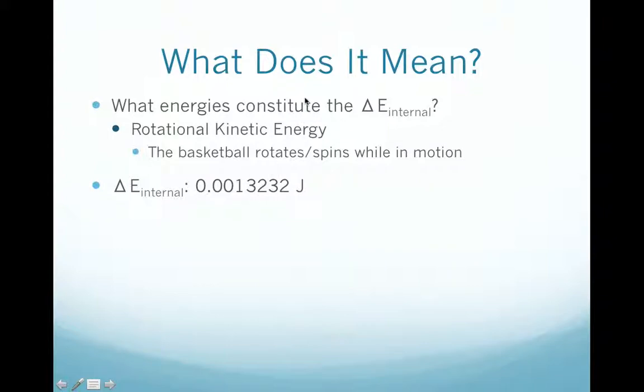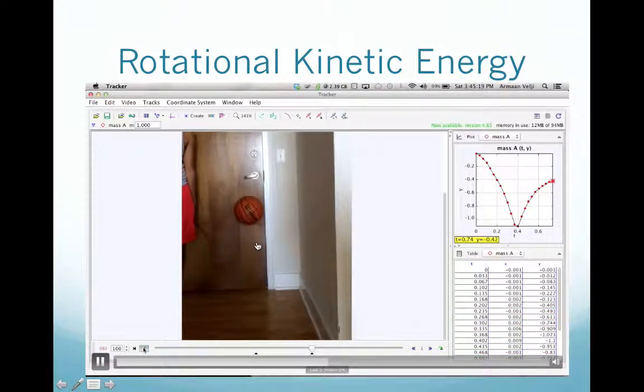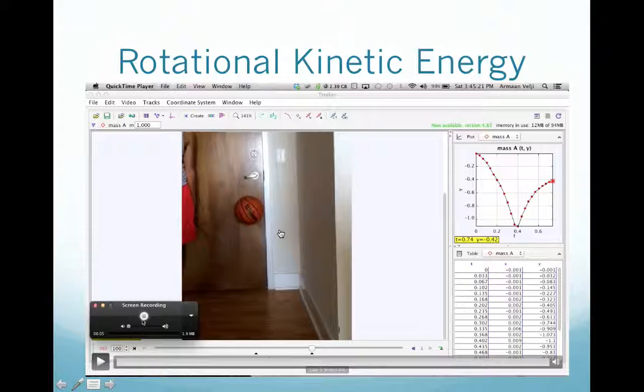What does it mean, question number 2? What energies constitute the internal energy? There is a rotational kinetic energy. That is, the basketball rotates and spins while in motion. And this rotational kinetic energy could account for the 0.001 joules that were not accounted for in the kinetic and potential energy differences. And to prove this, we'll look at this video once again. As you can see, the ball rotates a little while in motion, and that could be the result of the change in internal energies.